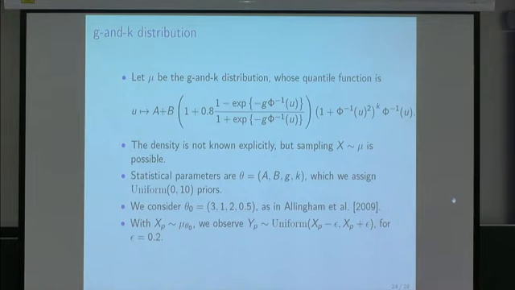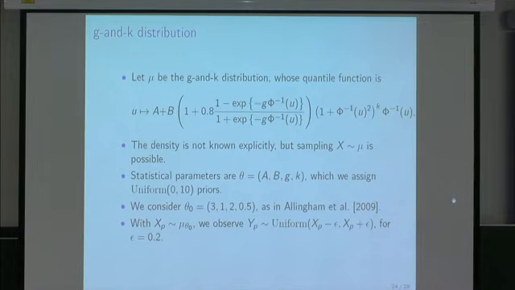So for the G and K distribution, this is a second example, and it's an example often used in the ABC literature. This is one of the distributions for which you can calculate the quantile function, but you can't calculate the density, which lends itself nicely to ABC methods, because knowing the quantile function means that you can simulate random variables with this distribution very easily. Okay, so the statistical parameters are A, B, G, and K.